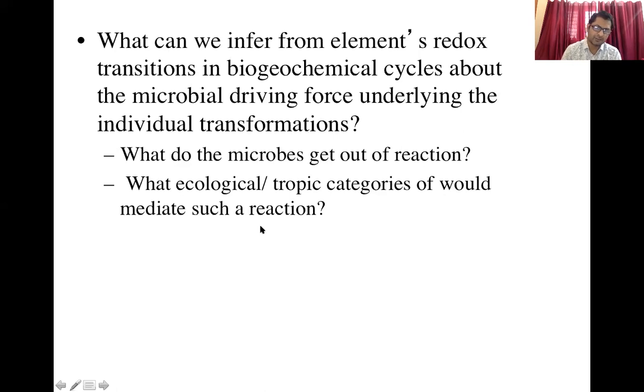Which ecological or trophic categories, like producers, consumers, trophic levels, autotrophs, heterotrophs, organotrophs, and on the basis of energy, aerobic, anaerobic, what kind of communities are driving these biogeochemical cycles? So think about one of the biogeochemical cycles, the nitrogen cycle or the sulfur cycle or the carbon cycle.